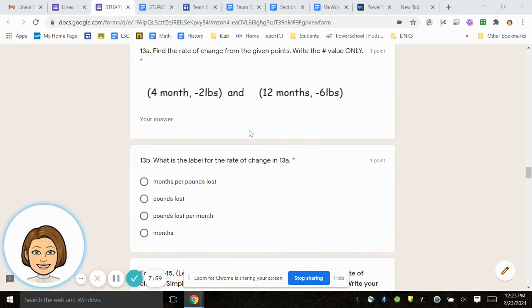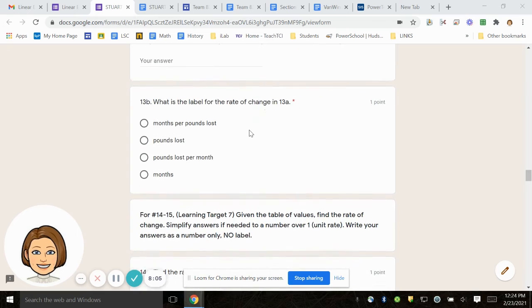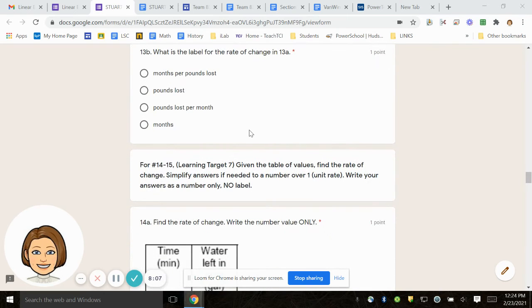What is the rate of change, 13a? Just the number only. Number 13b, what is the label for the rate of change in 13a? Months per pound lost, pounds lost per month, or months?